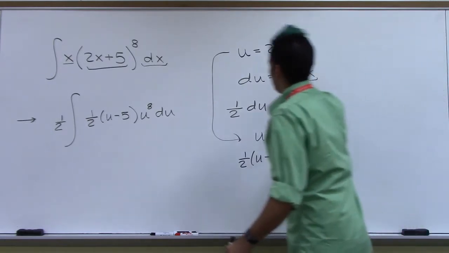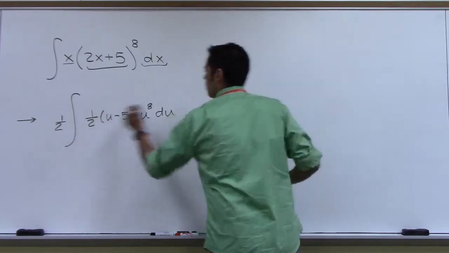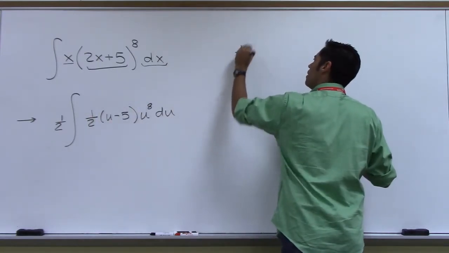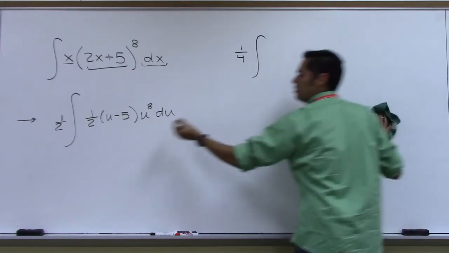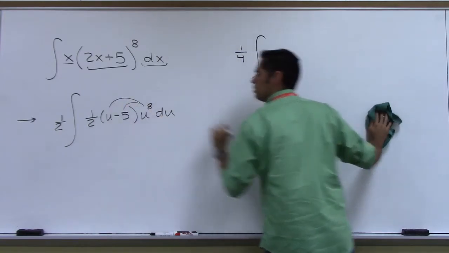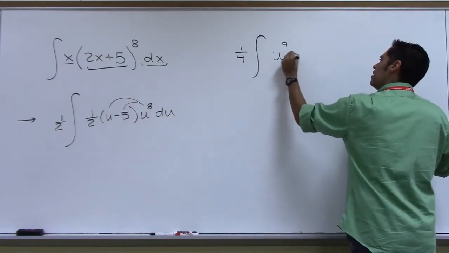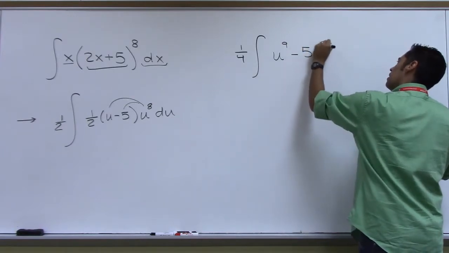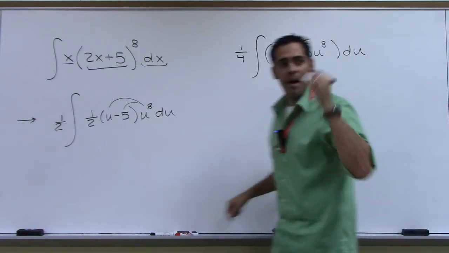And then what's nice about this is that if I rewrite that 1/4 integral, I have, what, u minus 5 times u to the 8th. I can distribute that through. And that'll just give me u to the 9th minus 5u to the 8th du. And then you can just use power rule on that.